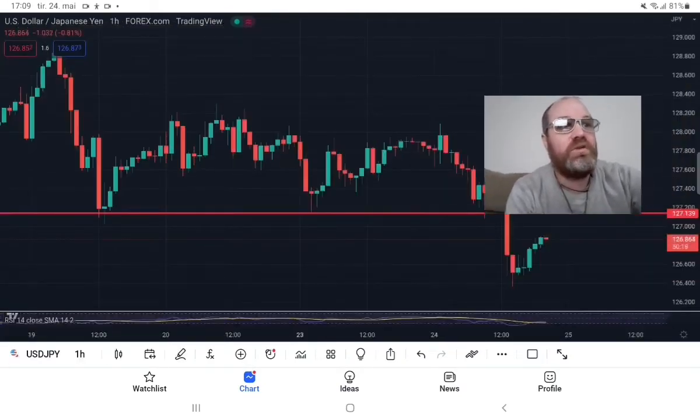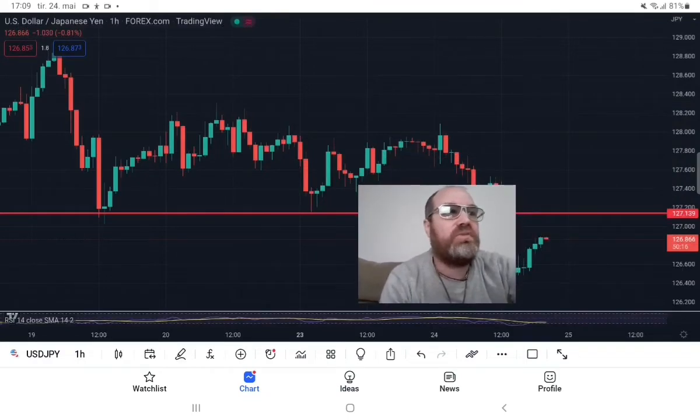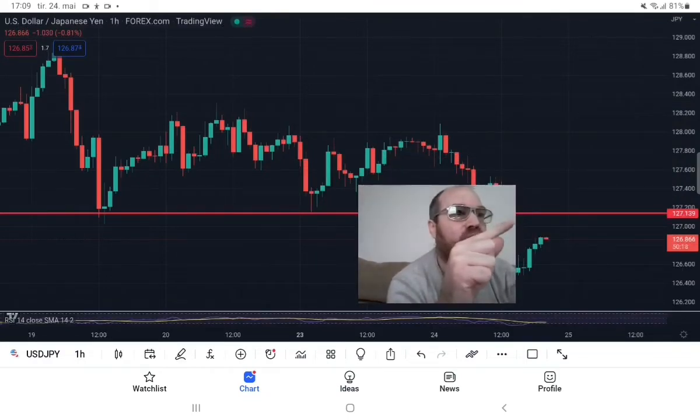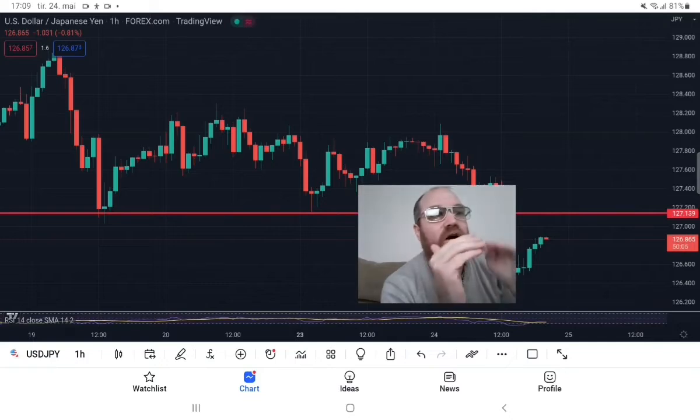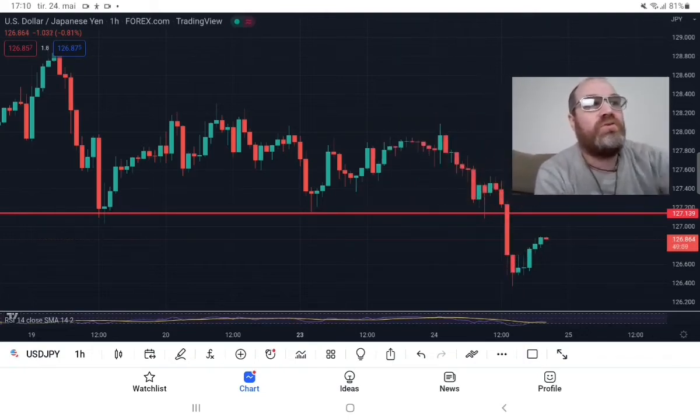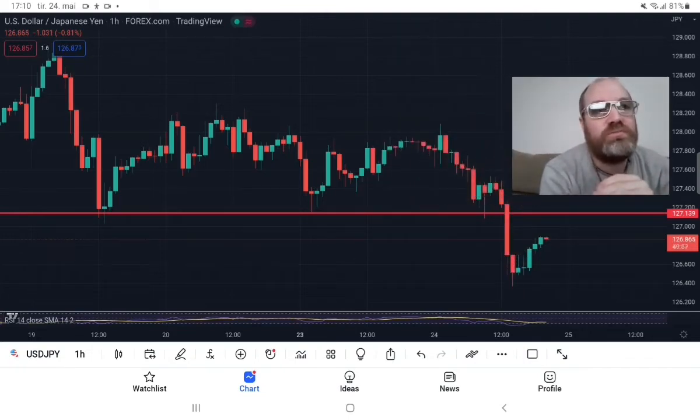You can see here now. What we want to see now is that we want to go up to this red line, or at least close to it, and you want to see that you come up to it and you see a red one. After the red one, that's an area where we want to take a short position.